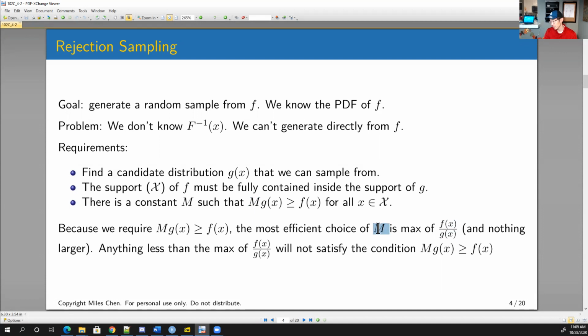Anything smaller than that is not going to be big enough to satisfy this condition that M times g of x is greater than or equal to f of x for all x, okay? So we're going to have to find this value of M by finding the max of f of x over g of x.